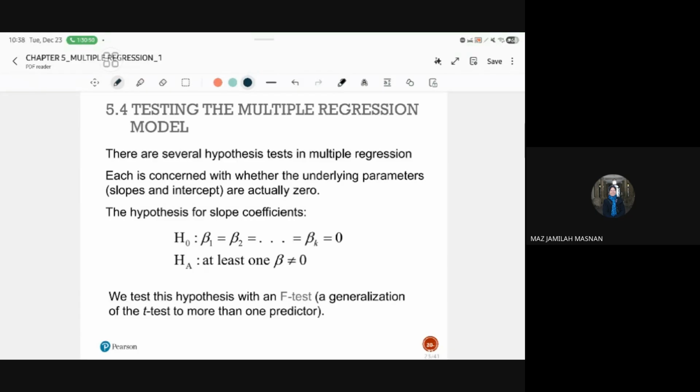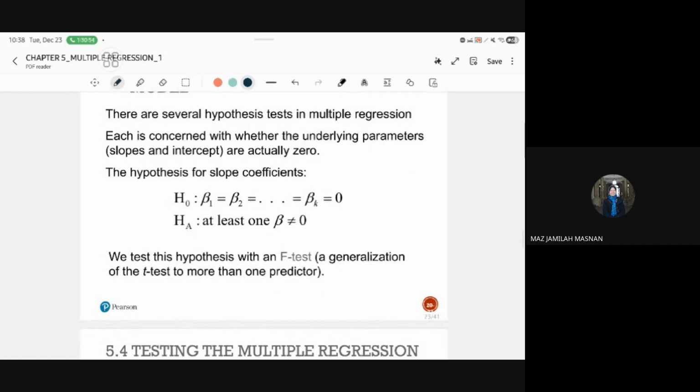Okay. So in the case of multiple regression, we are talking about K independent variables. This means that for the null statement, we will have to check whether beta 1 is equal to beta 2 is equal to beta K. So this will be your first null statement.